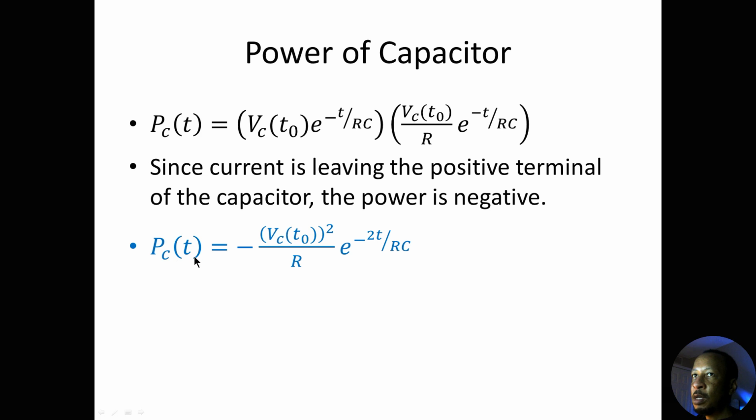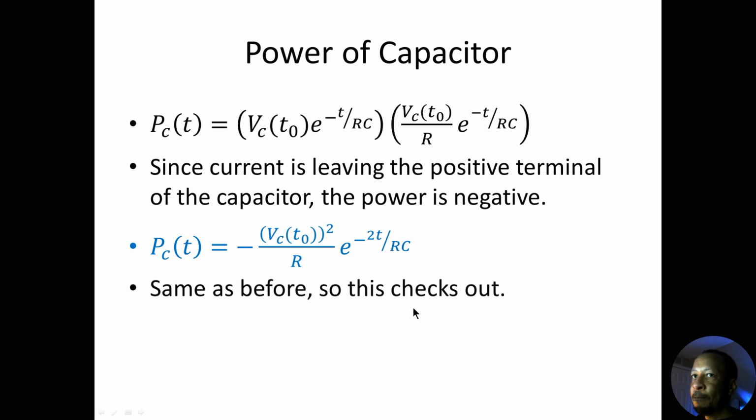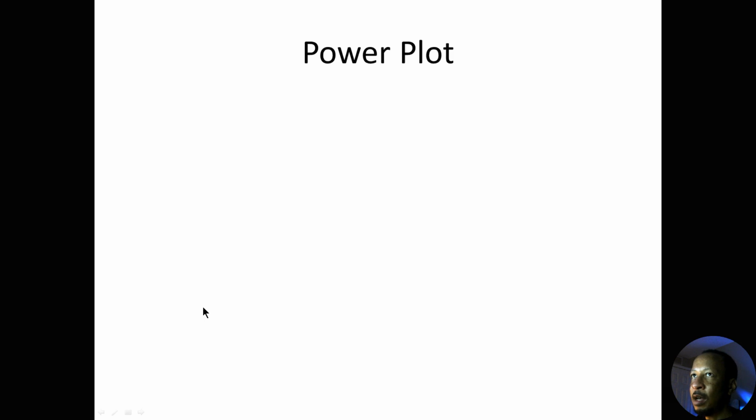So P_C(t) equals negative V_C(t₀) squared divided by R times e to the negative 2t divided by RC. And so that is our final expression for P_C(t). We have to make sure that we include that negative sign there because current is leaving the positive terminal of the capacitor, so that makes the power negative. Same as before, so this checks out, because remember that's what we got from before.